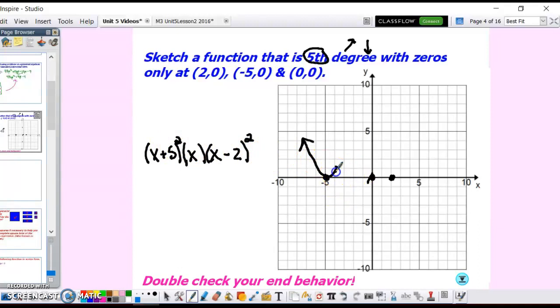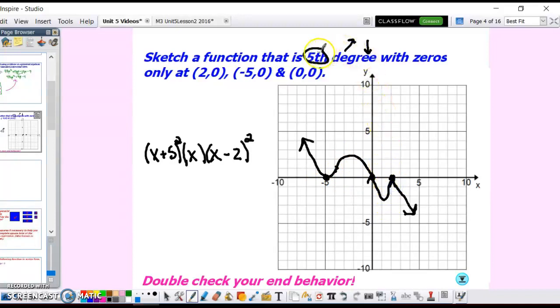Then I'll come back up, and I'll have to turn around here, and then now I'm going to go through 0 because it's not a double 0. Then I'll come back up, and I'll hit my 2, but I'll bounce back off, if you will, because it's a double root or a double 0. Now, look how many bubbles or local maxes and mins I have. 1, 2, 3, 4.